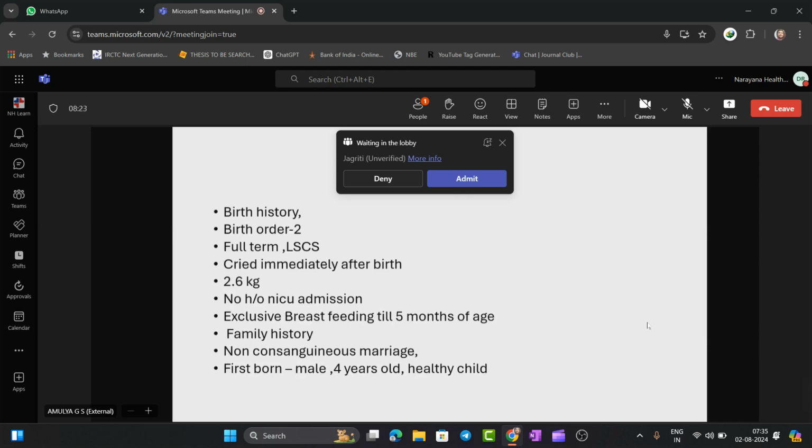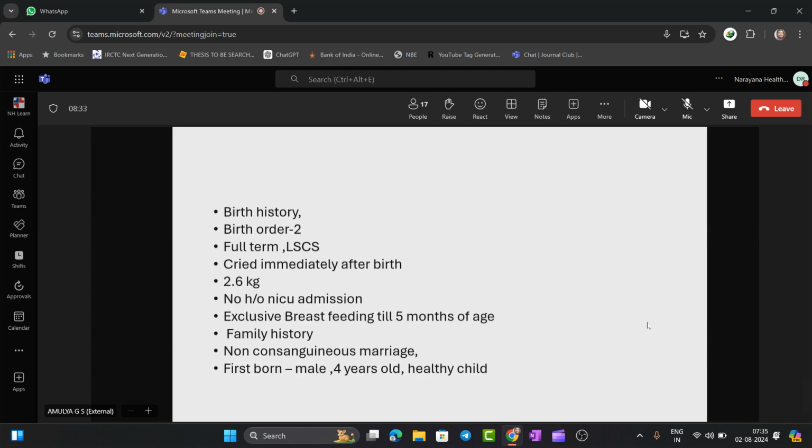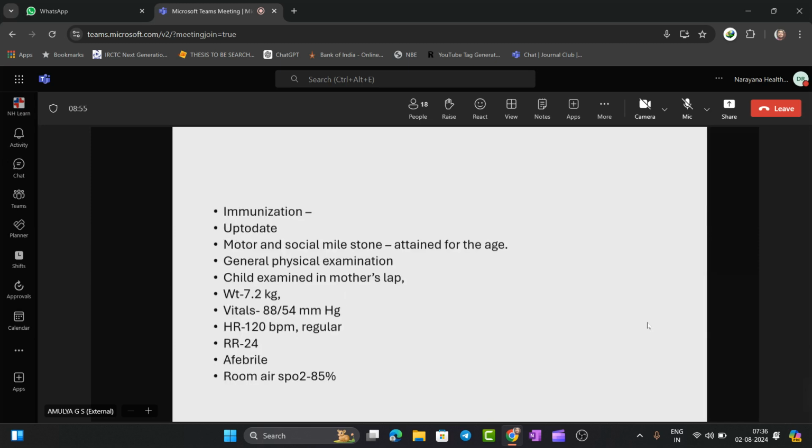Moving on. Birth history: it's a second order full term with a C-section, with a previous section. Baby cried immediately after birth. Birth weight 2.6 kg. There is no history of any NICU admission. Baby had exclusive breastfeeding till 5 months of age. Family history: it's a non-consanguineous marriage, and the firstborn is a male child, 4 years old, and healthy. Immunization history is up to date for the age. Milestones, both motor and social, attained for the age.